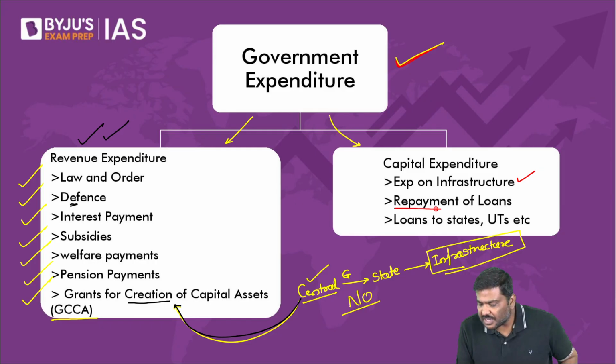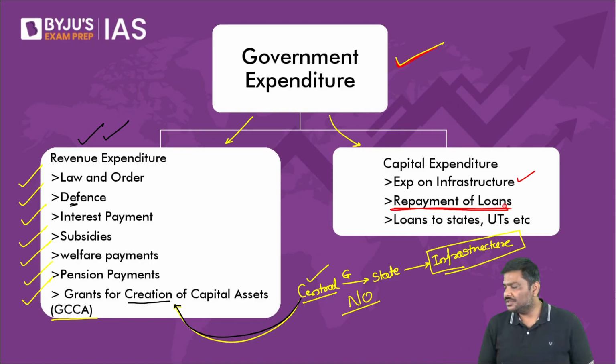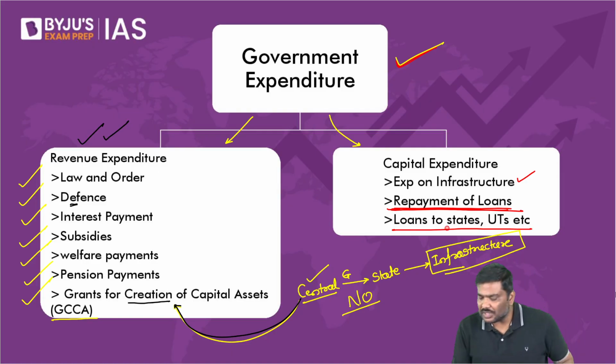Capital expenditure. Repayment of loans, okay? Repayment of loans, and loans that the central government will provide to the states or union territories. Okay, so all these are part of the capital expenditure. So any doubts here? Please do let me know.